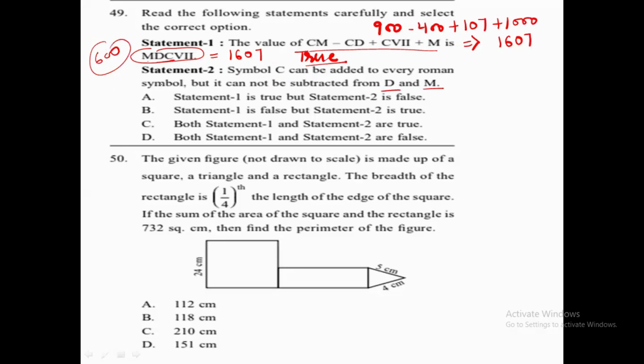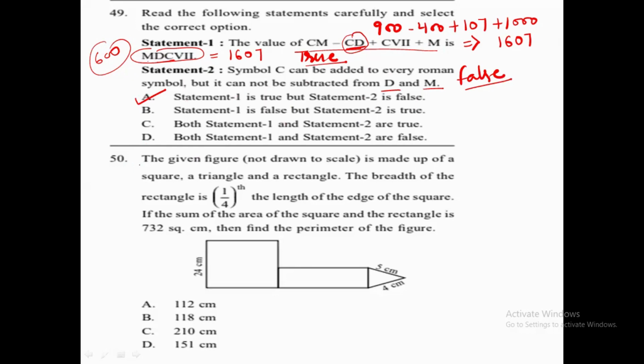So if I need to make 400, we can go through that. It is written there as CD, so what we are doing is subtracting 100 from 500. Yes. So going through this evidence, statement 2 is false, because we can add and subtract the Roman numeral C from D and M as well. So statement 1 is true and statement 2 is false, which is our option number A. Understood?